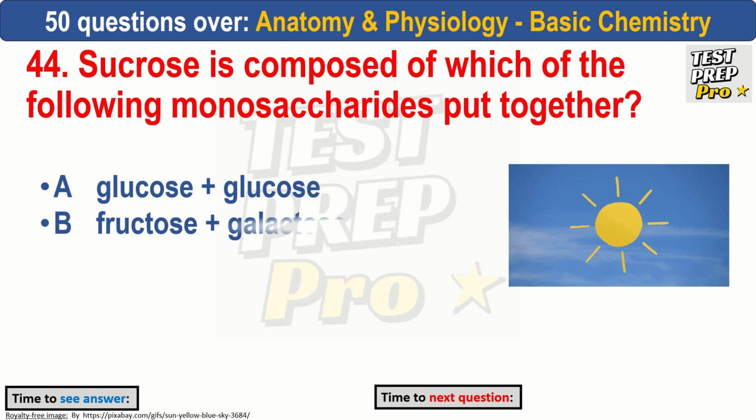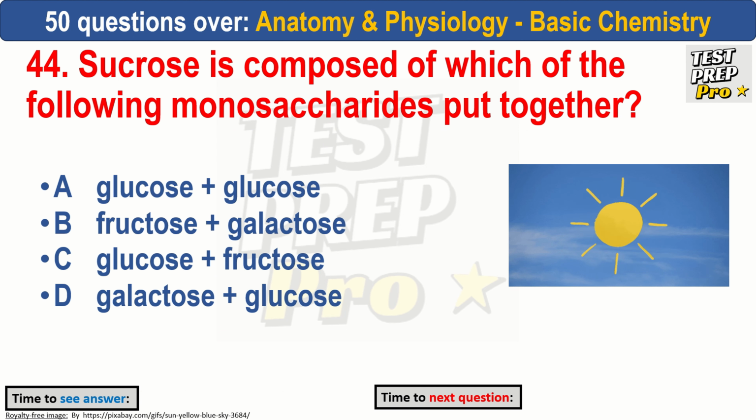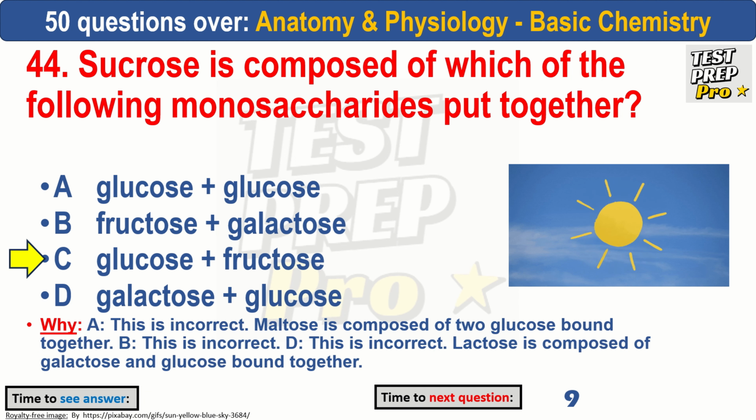Sucrose is composed of which of the following monosaccharides put together? Glucose and glucose? Is it fructose and galactose? Is it glucose and fructose? Or galactose and glucose? It's glucose and fructose. Combining the two of them is used to make sucrose as a disaccharide.